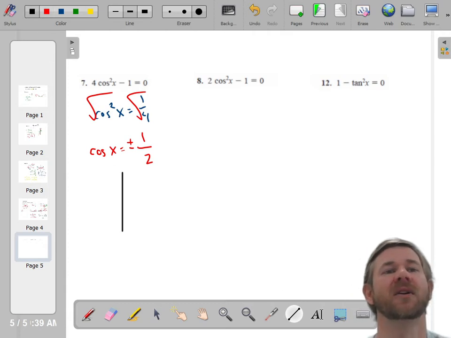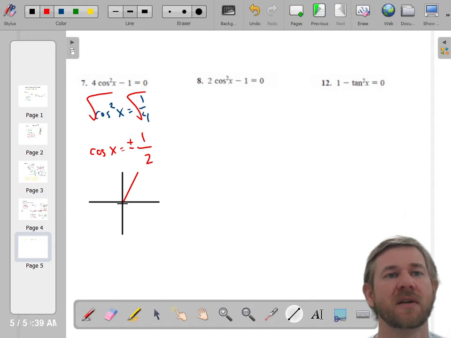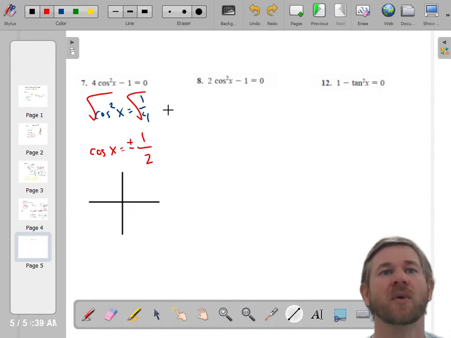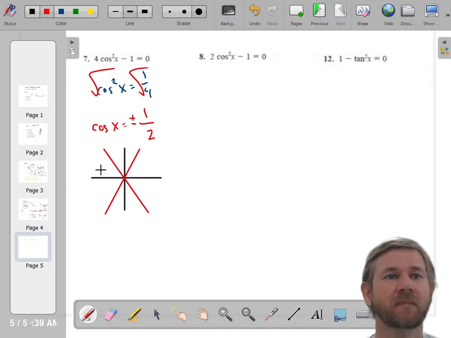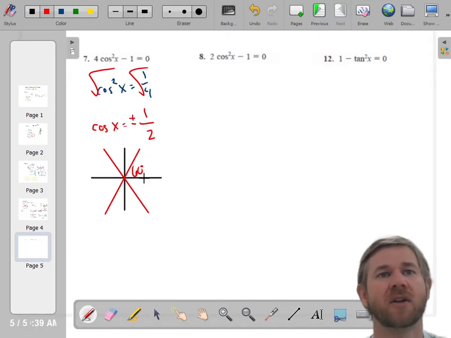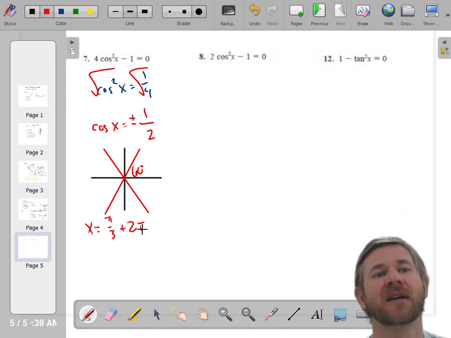So let's see. Where is cosine positive 1/2? That is positive 1/2 is up here. 60-degree reference angles, but we're doing plus or minus, so all of the 60-degree reference angles. That's because the long leg is radical 3 over 2, and the short leg is 1/2. So how do we say this? Let's list them: pi over 3 plus 2 pi n, 2 pi over 3 plus 2 pi n.